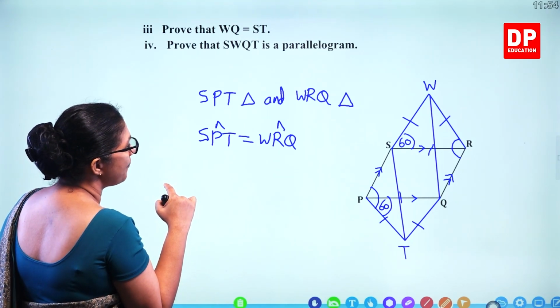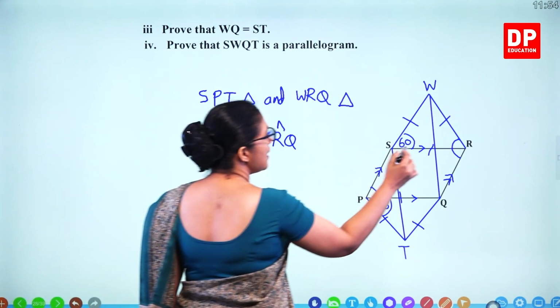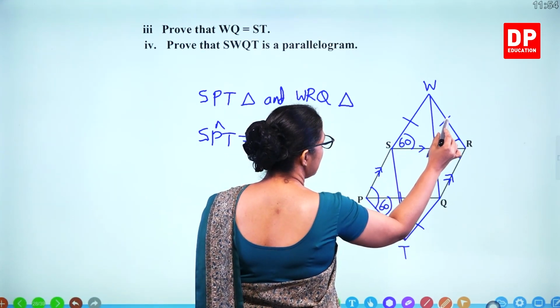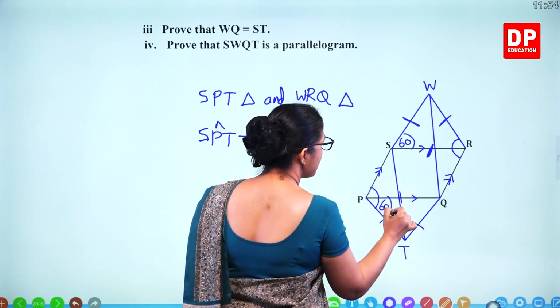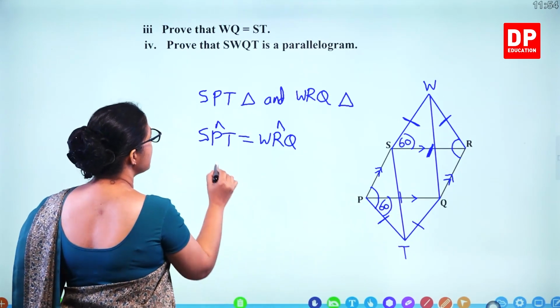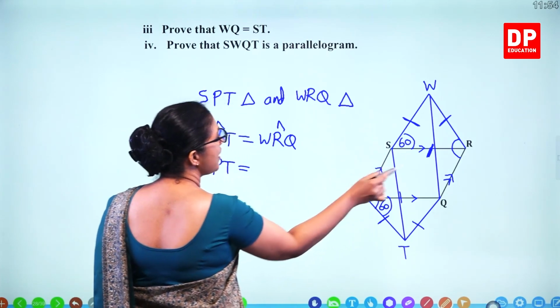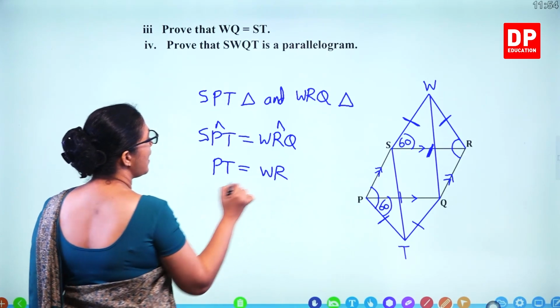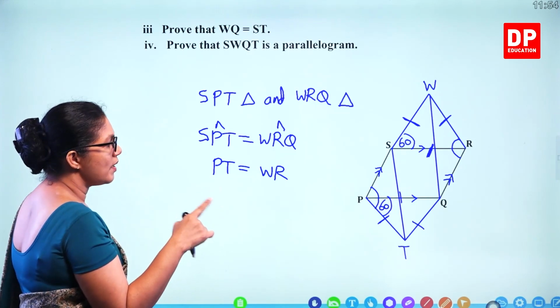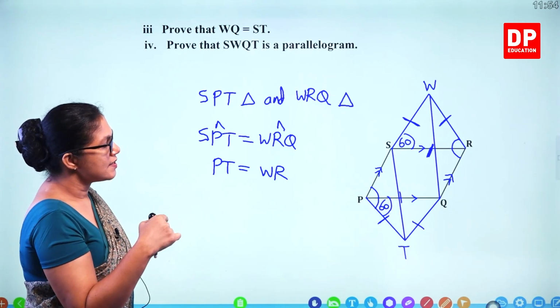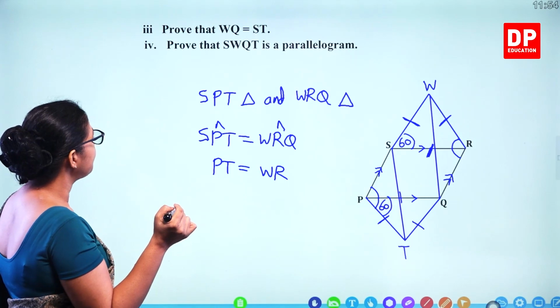And what else? Now look carefully. This length, all these lengths are equal. So we can say PT side is equal to WR side, because of the equilateral triangle and opposite sides of a parallelogram are equal.